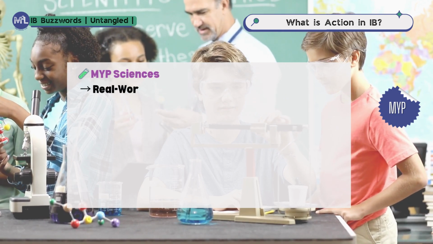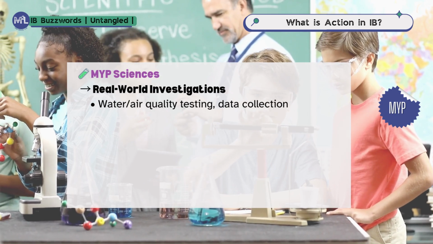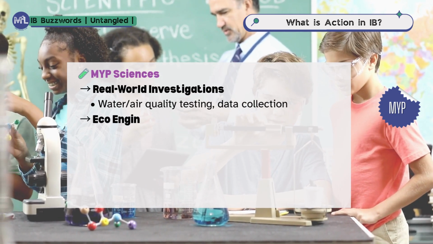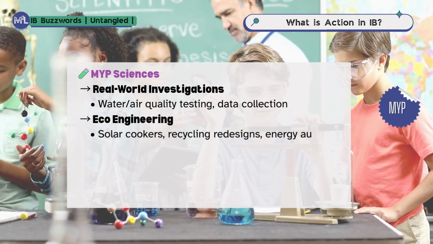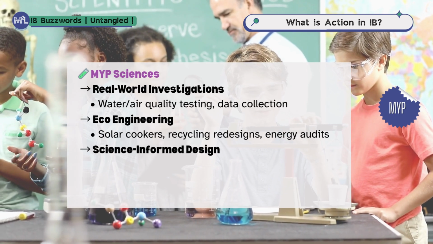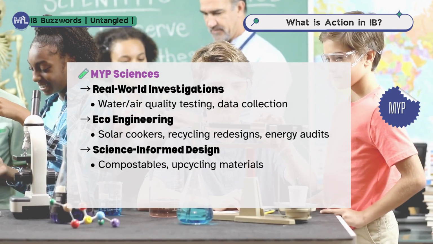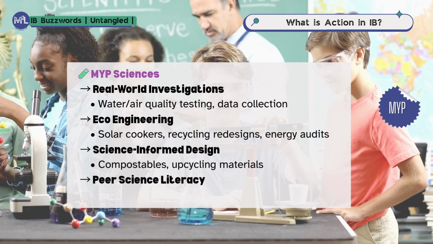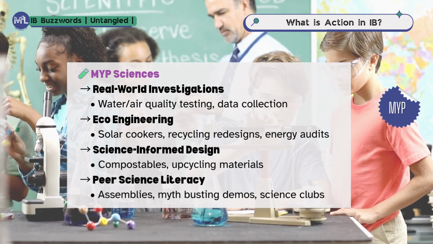In MYP Science, action could include investigating school water quality and presenting findings to facilities staff. It could look like designing solar cookers or energy audits for real school impact, or even creating biodegradable packaging in design-science crossovers. Or it could even look like hosting Mythbusters-style science sessions led by students.